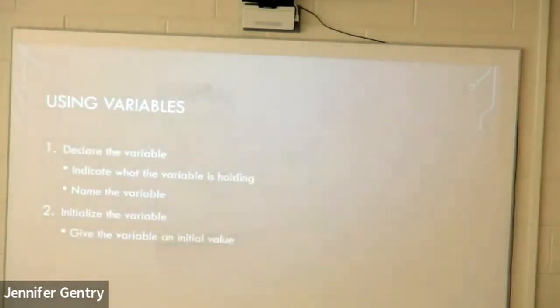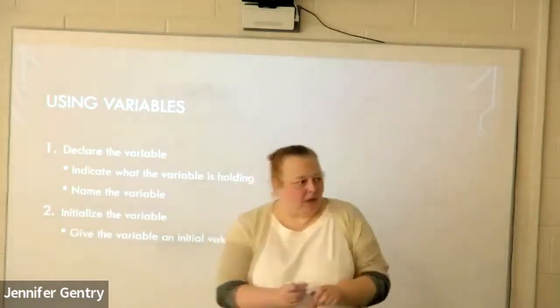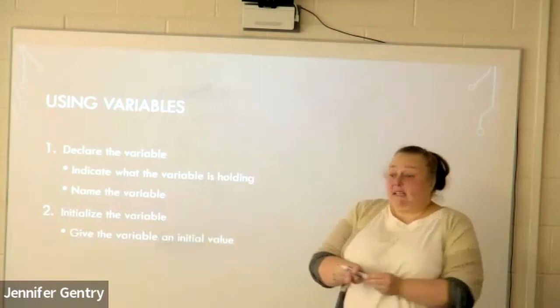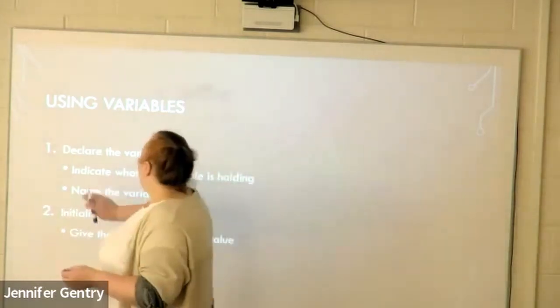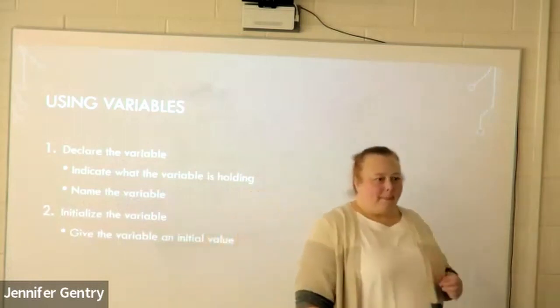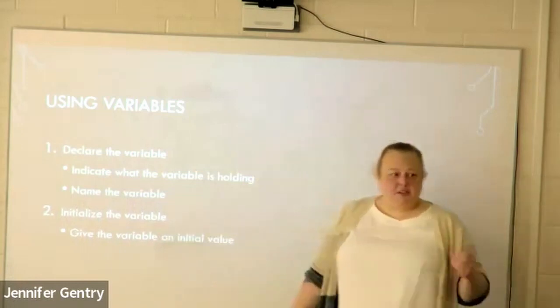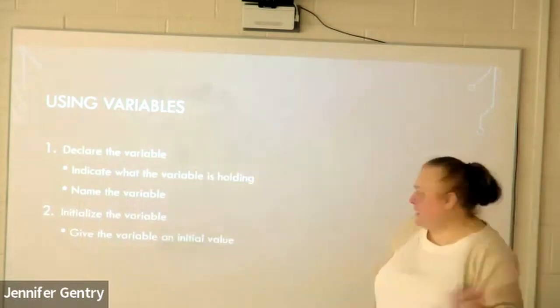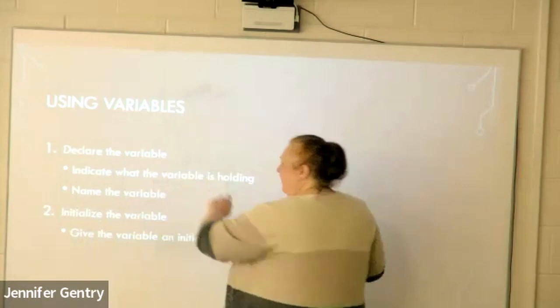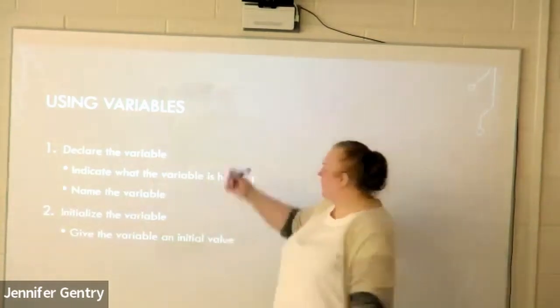So using variables, how do we use them? You have to do two steps before you use it. I guess the third step is to use it. First step, you have to declare the variable. You're going to indicate what the variable is holding and give it a name. Then you're going to initialize it by giving it an initial value. Let me explain. Declare the variable. Give me a variable name. Name. Perfect.